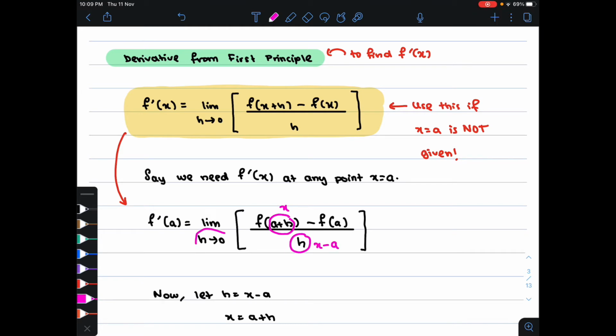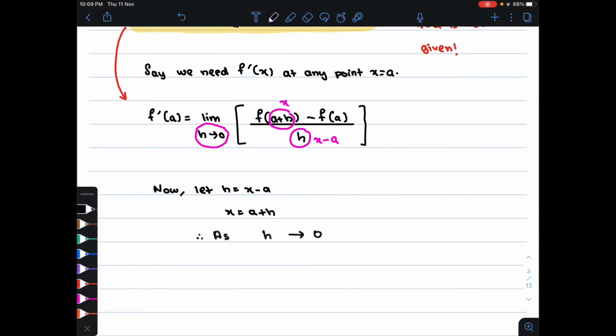Now, what happens to h approaching 0? As h approaches 0, change h to become x minus a. So we will get x minus a approaches 0. So let's add a on both sides. So this one will give x and this one will give a. So now the new limit is x approaches a. So h approaches 0 will become x approaches a.